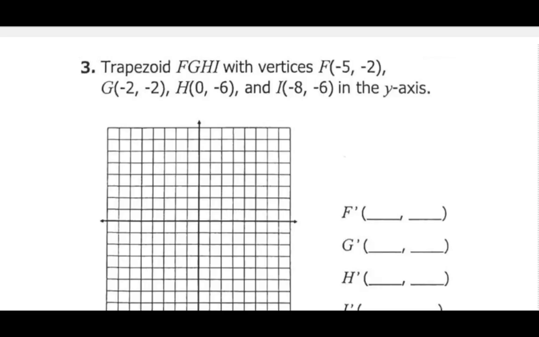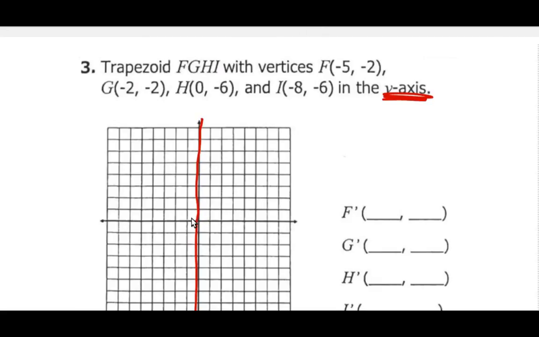All right, next up, number 3. Trapezoid FGHI with vertices, and it lists them in the y-axis. So our reflection point is going to be the y-axis. So this is our line of reflection. Let's go ahead and plot our points.